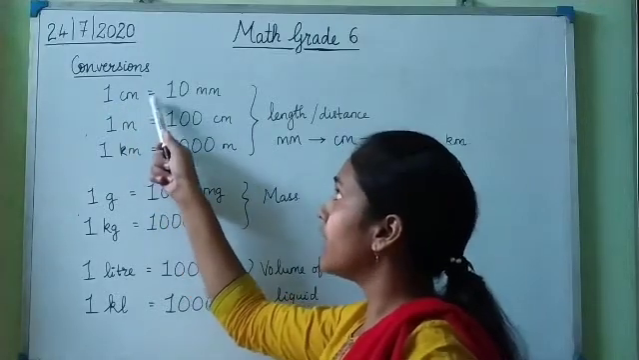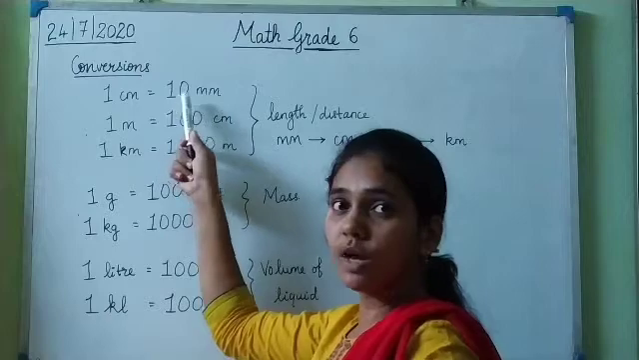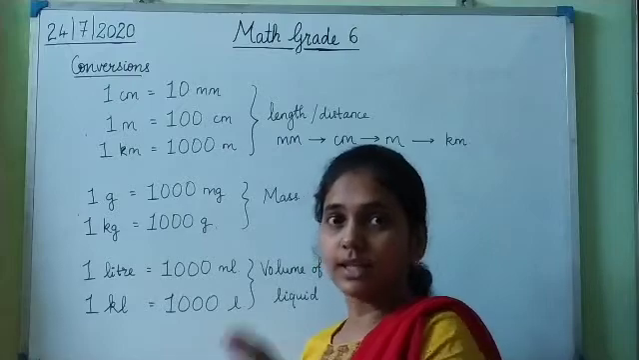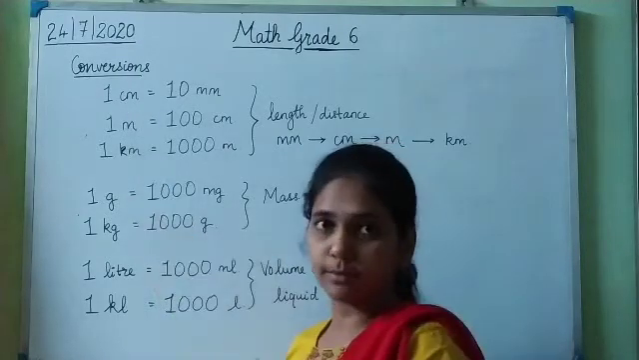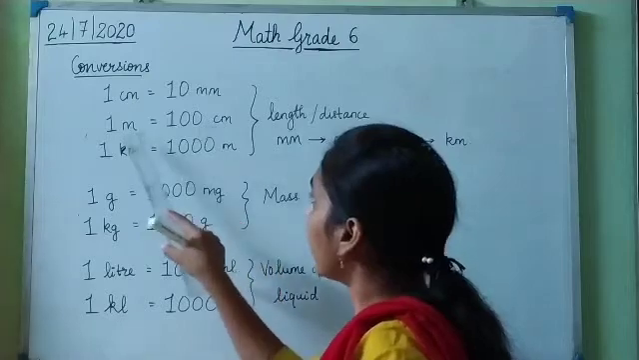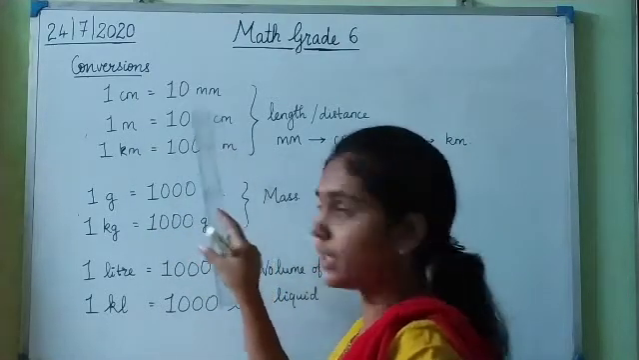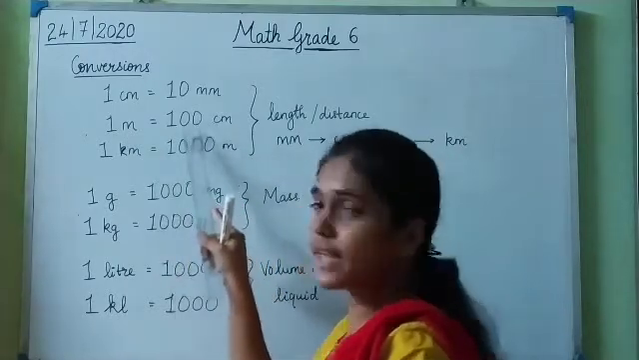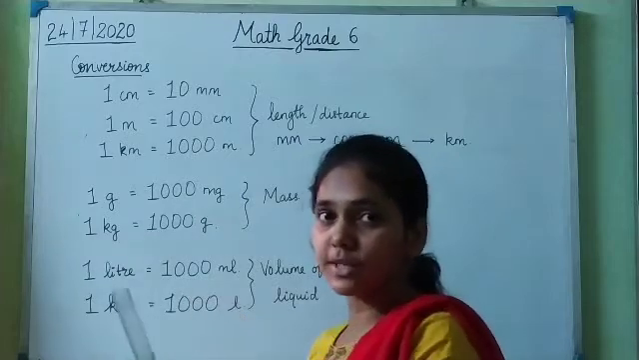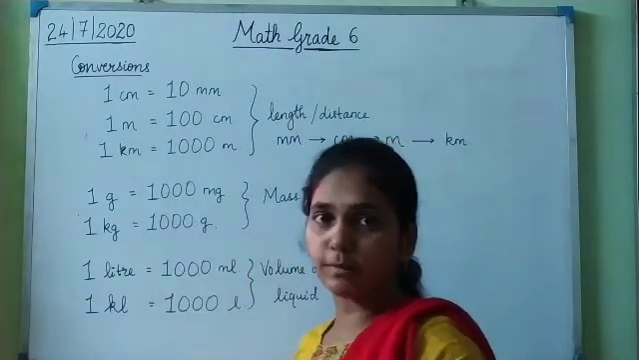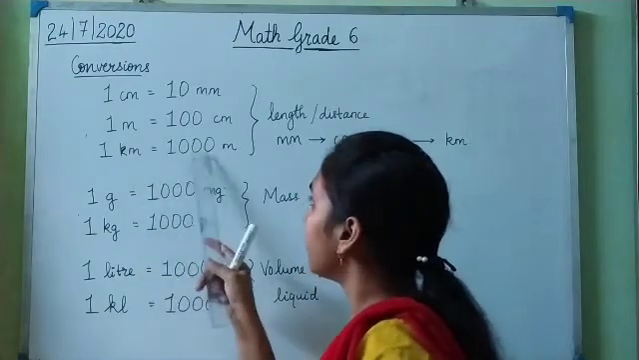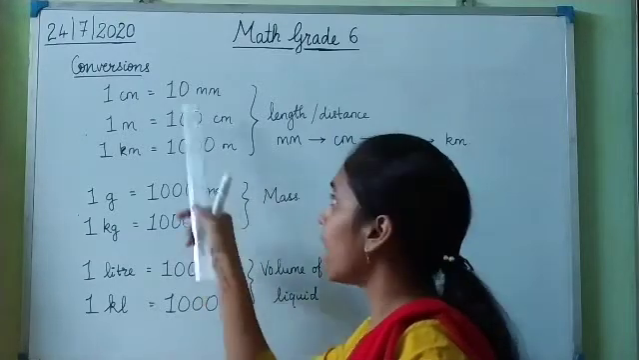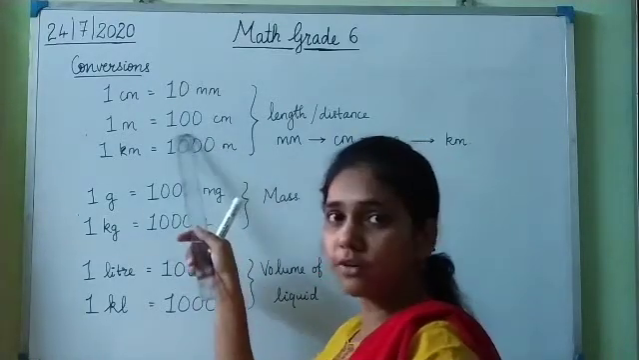Now, if you have to convert centimeters to millimeters, first we see that 1 centimeter is equal to 10 millimeters. That means when we join 10 millimeters together, the length becomes equal to 1 centimeter. Second, 1 meter is equal to 100 centimeters, which means when 100 centimeter units come together, they form 1 meter. Third, 1 kilometer is equal to 1000 meters. You have to keep this in mind: 1 meter is 100 centimeters, not 1000.